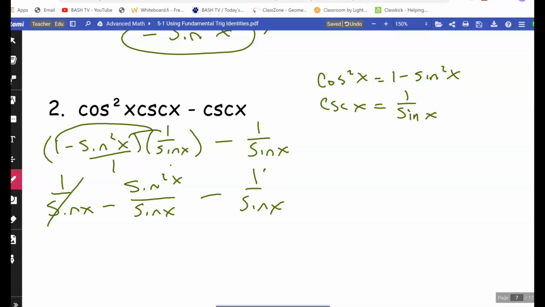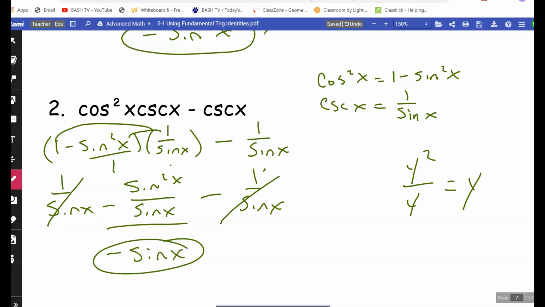You should be able to see that this positive fraction and this negative fraction cancel, and all we're left with is this middle, and we can reduce this. This is like saying y squared over y. Well, that equals y, so sine squared over sine is going to be negative sine. So that's the answer. So again, we took this and we simplified it to that.